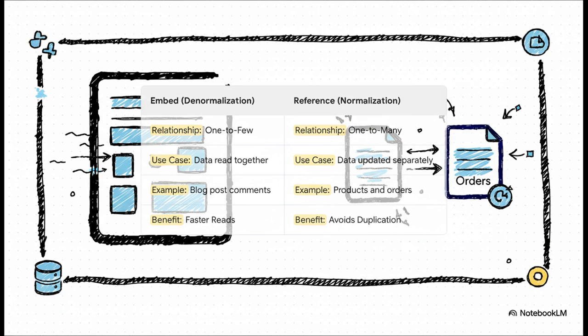But you reference for one-to-many relationships. Think about a product in an online store. That one product could be part of thousands of different customer orders. You do not want to copy and paste the product info thousands of times. So instead, you just store a reference or a link to the product.